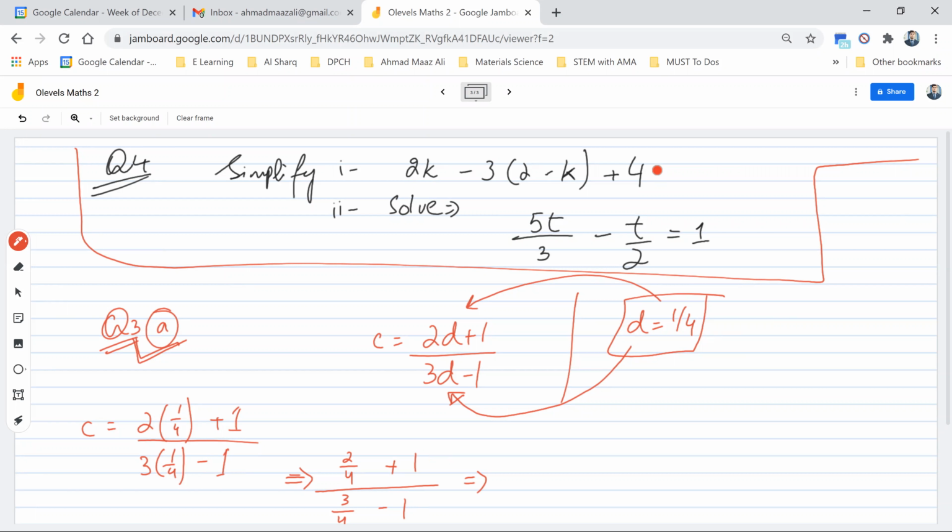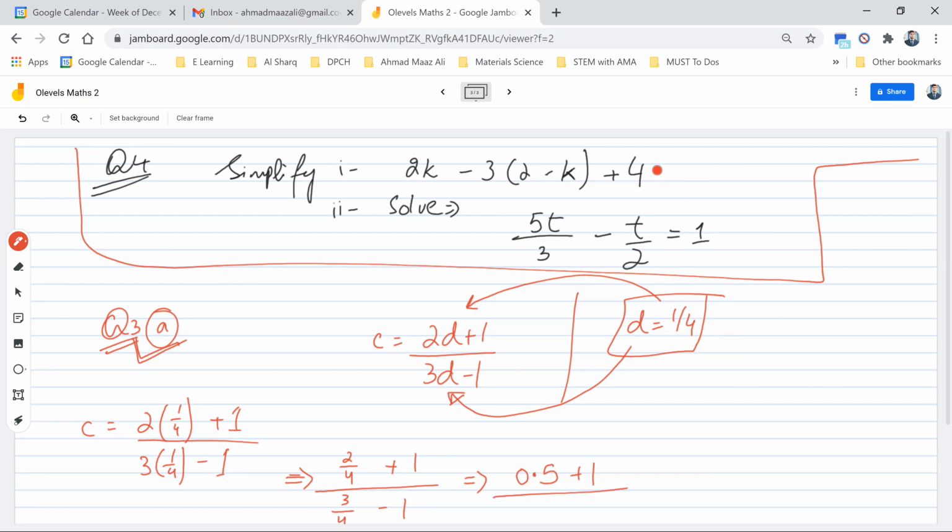Just try to simplify it, divide it by 2 or whatever. What do you get? 1 over 2. 1 over 2 is 0.5, right? Okay, 0.5 plus 1.